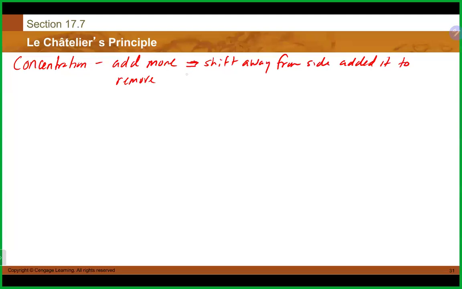When you remove something, it actually will go towards the side you removed. So again, if you remove reactants, it will go towards the reactant side. If you remove products, it will go towards the product side. Once again, you can almost think of removing as creating a hole on that side, and it just needs to fill that hole. So that's a good way to remember it. And AA is a good way to remember "add away" for the first one.